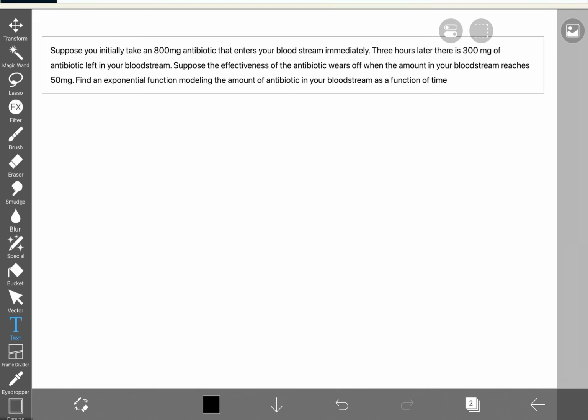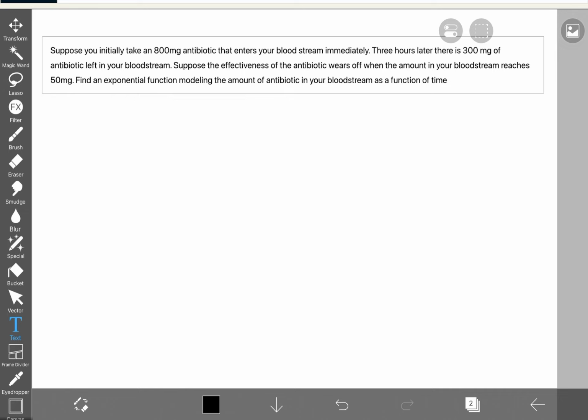So the question we have today, which is also the last one ripped straight from my review, is: suppose you initially take an 800 milligram antibiotic that enters your bloodstream immediately. 3 hours later, there are 300 milligrams of antibiotic left in your bloodstream. Suppose the effectiveness of the antibiotic wears off when the amount in your bloodstream reaches 50 milligrams. Find an exponential function modeling the amount of antibiotic in your bloodstream as a function of time.